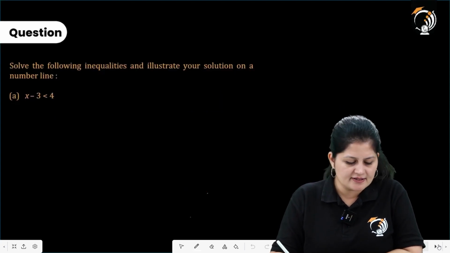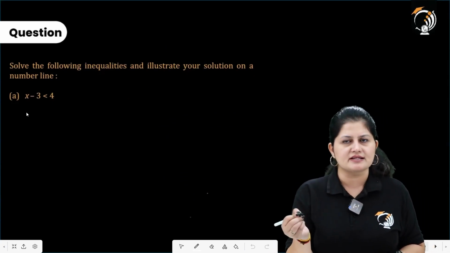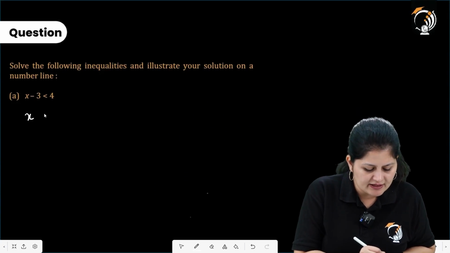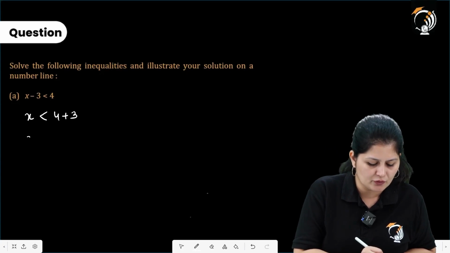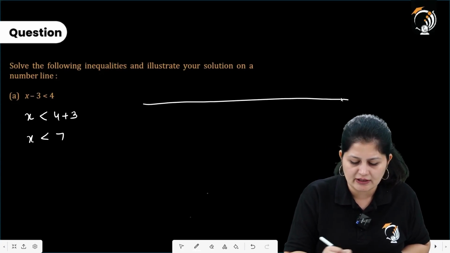Moving forward, let's understand this with the help of some examples. Here it says x minus 3 is less than 4. In that case, clearly x is going to be less than 4 plus 3, by adding 3 on both the sides. So we are getting x less than 7. Just in case we need to make it on the number line.